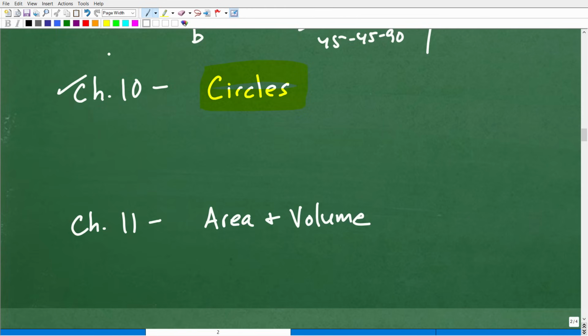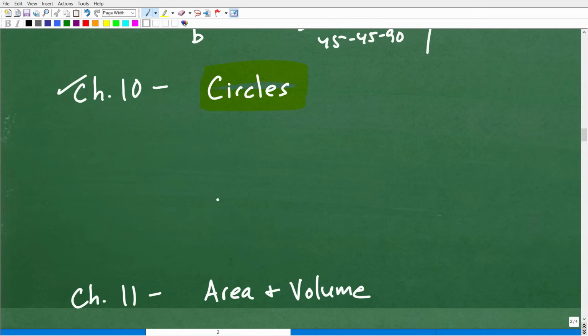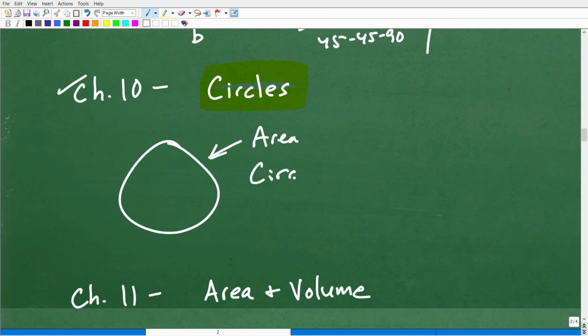So chapter 10 in my course is circles. What are we talking about with circles? Well, obviously, we're going to be talking about things that you already know. So we have a circle. You're going to learn about the area of a circle, the circumference of the circle, and basic vocabulary about a circle, like here's a diameter, there's the center, there's the radius. All that kind of good stuff.